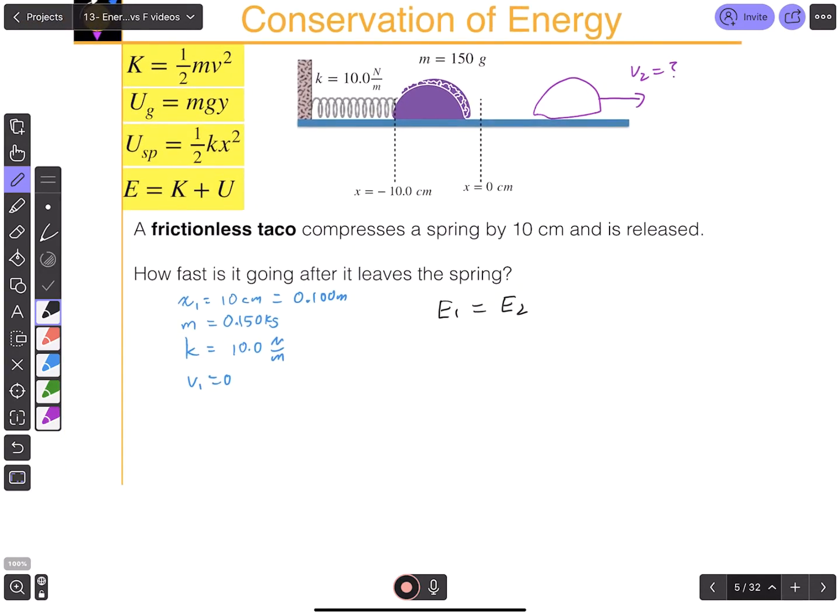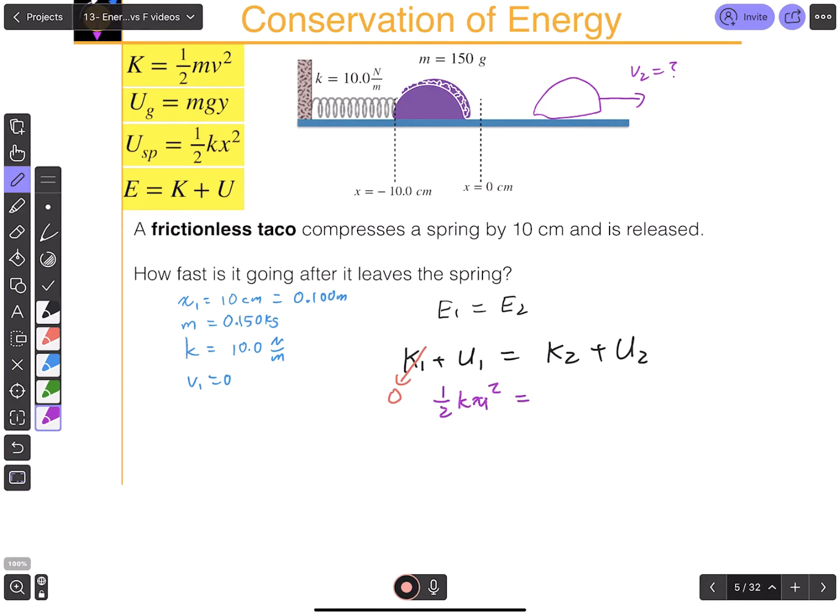So now, kinetic energy initial plus potential energy initial equals kinetic energy final plus potential energy final. So initially, the taco is at rest. So that means since v initial is 0, that's 0. And we only have the potential energy due to the spring. So it's 1/2 k x1 squared.